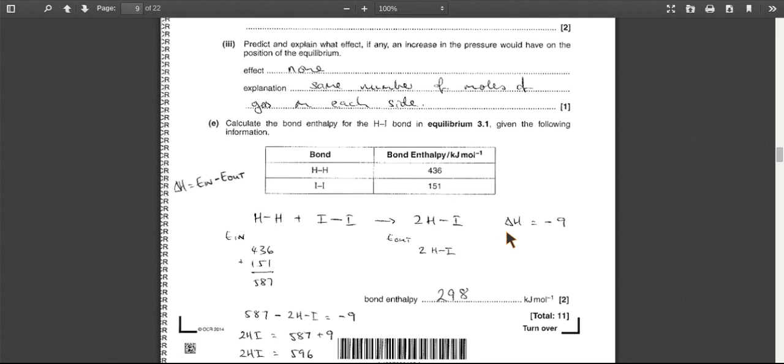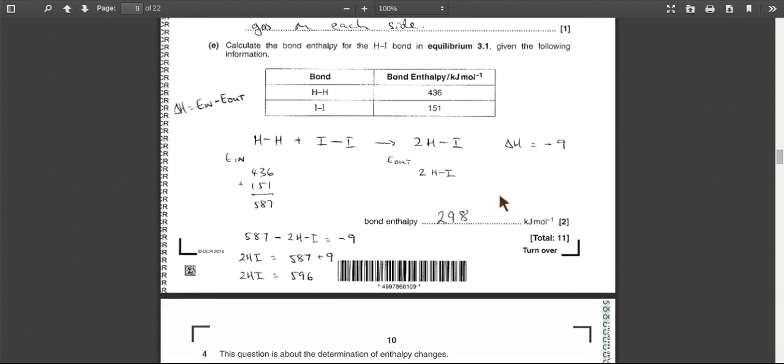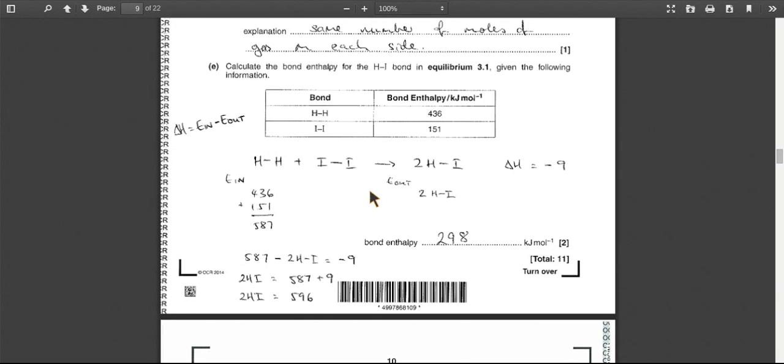and that's going to form two HI bonds, and the enthalpy change is -9. And so the energy in is going to be the breaking of 1 mole of HH, so that's 436, and we need to also break the II bond, which is 151, so that comes out at a total of 587. The energy that comes out is what we need to find out, so we're going to get two HI bonds formed, and the enthalpy change is -9. And so the way I explain this is the delta H is equal to the energy that goes in minus the energy that comes out.